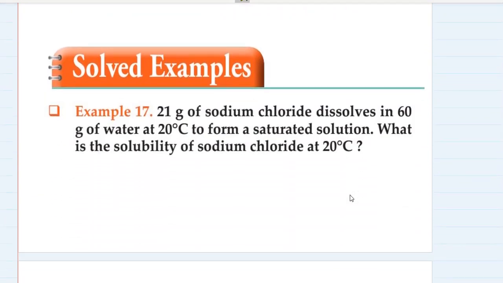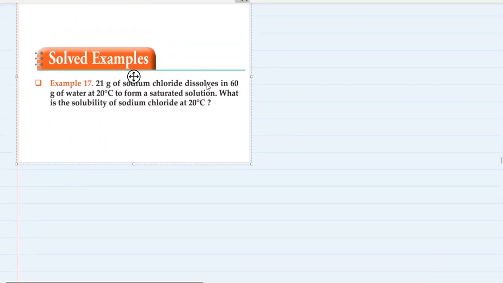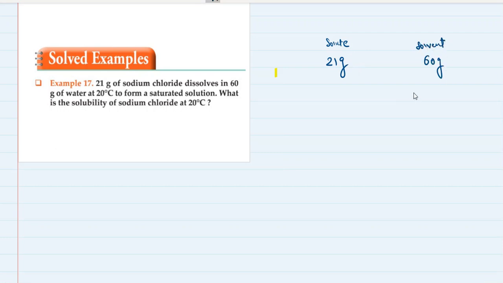Let's do some numerical examples. 21 grams of sodium chloride dissolves in 60 grams of water at 20 degrees Celsius to form saturated solution. What is the solubility of sodium chloride at 20 degrees Celsius? Okay. We can use unitary method over here. See, we know that 21 grams of solute can be dissolved in 60 grams of solvent, that is water, at a given temperature, that is 20 degrees Celsius. So how many grams of solute can be dissolved in 100 grams of water? That's what we need to find.